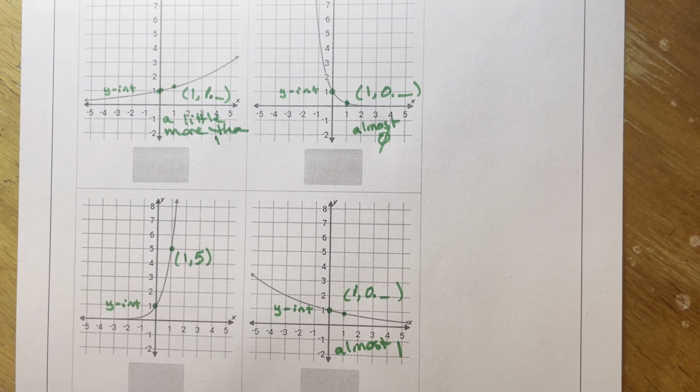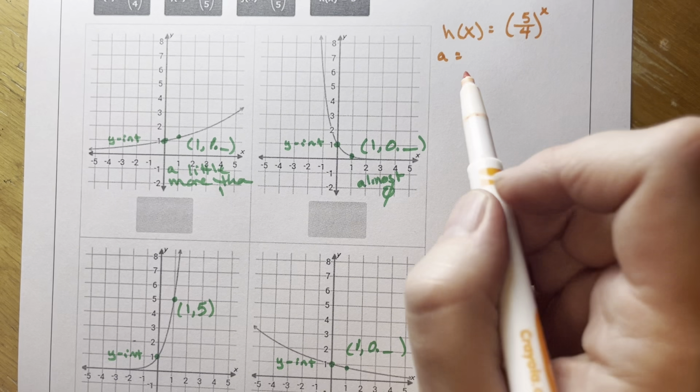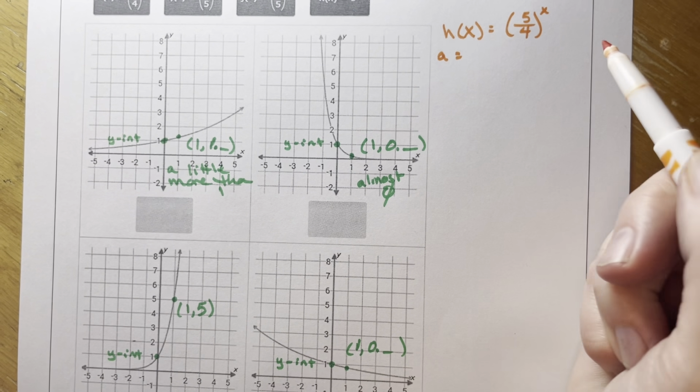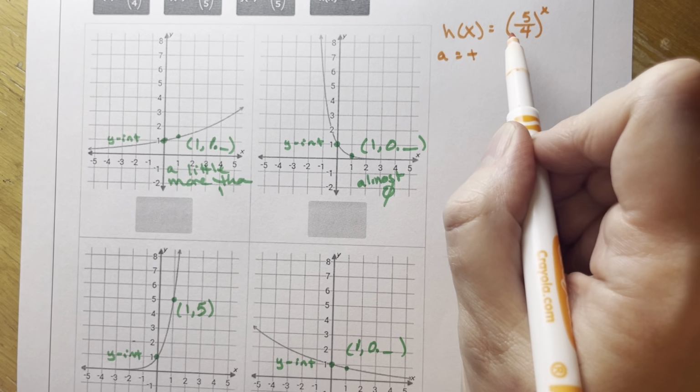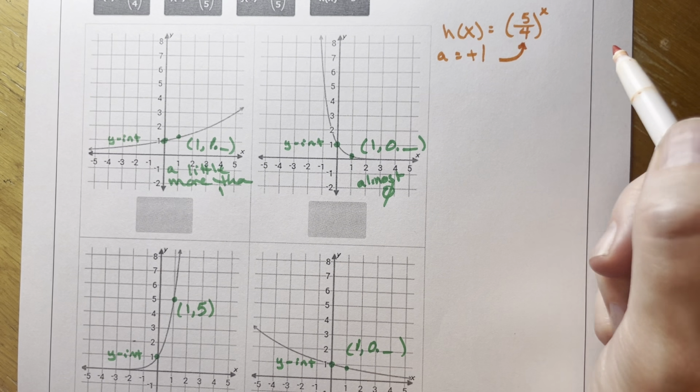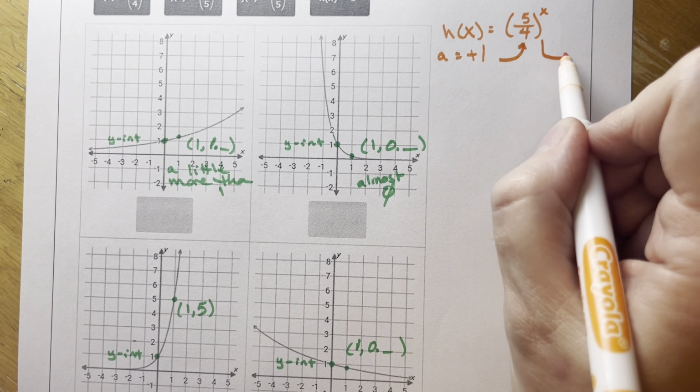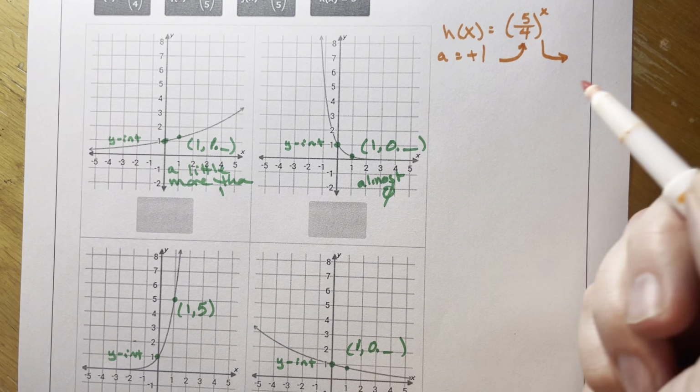So let's get started looking at our first exponential function where h of x is equal to the quantity 5/4 to the x power. Okay, so a being the number that is in front of the base, it does not have an exponent on it. We see that it is positive as there is no sign showing. And we saw in the introduction that if there's no number showing, that's a 1. Great. And we know that positive a values are either going to travel steeply upward or flatten out as we travel to the right.